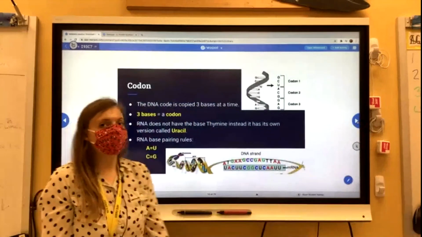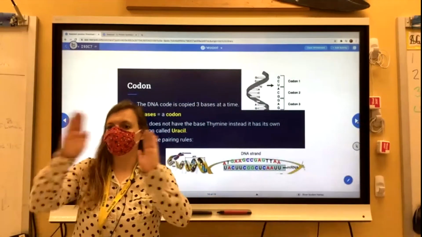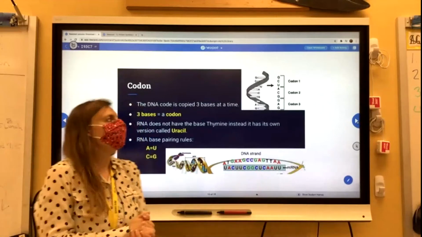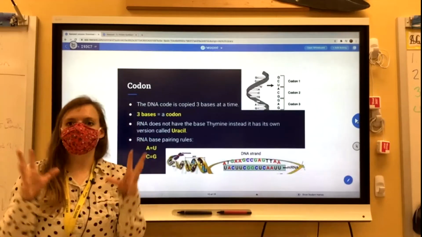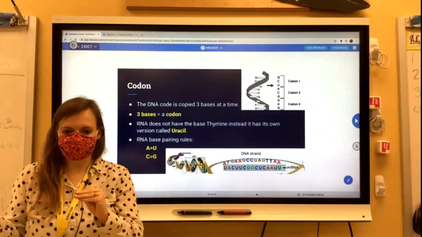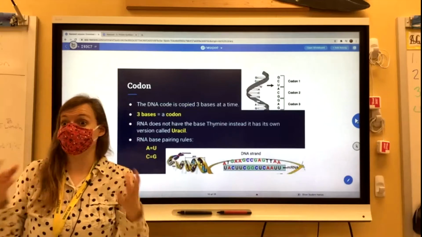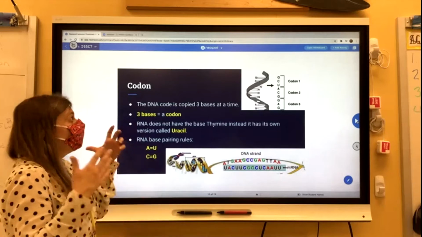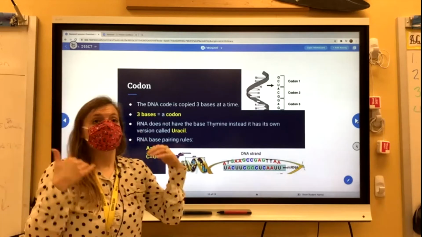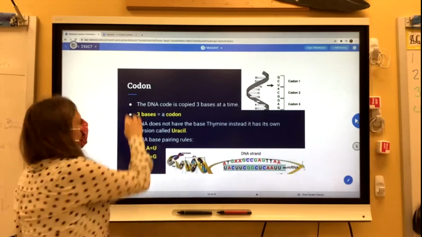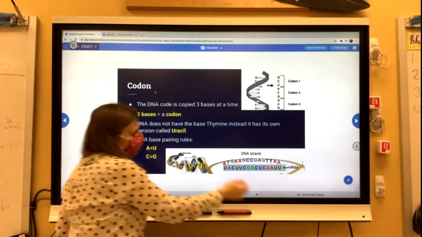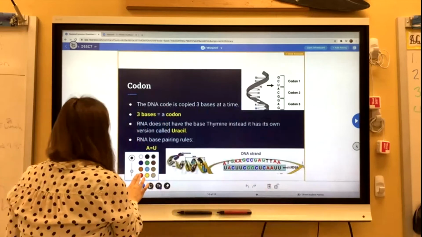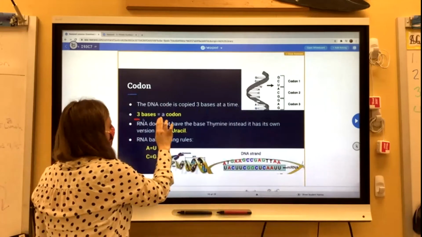Okay, so DNA, we've talked about this before, is a really long molecule, right? It's crazy long. And to keep it organized, to make sure that we don't have mistakes, because remember, mistakes can cause a lot of problems. We talked about that in our last unit with mitosis. To stay organized, the DNA is copied as codons, or it's copied 3 at a time. So 3 letters at a time, or 3 bases at a time.